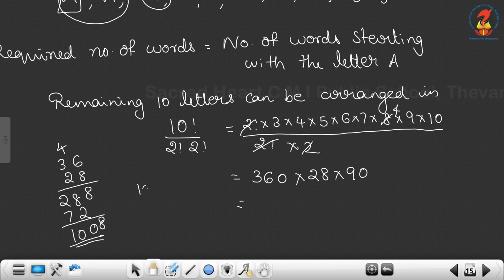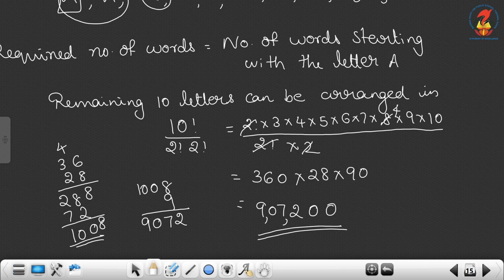1008. Then 1008 into 9. Correct? 8 7s are 56, 8 9s are 72. 709. So 9072. Then 00 is there. So 9,07,200. That much words starting with the letter A.